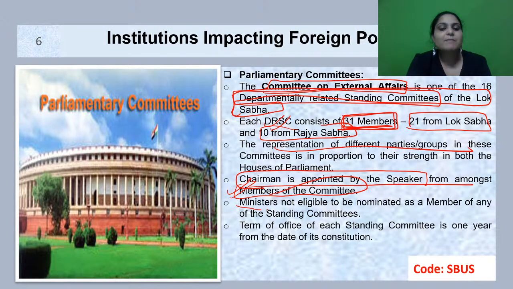The ministers are not eligible to be nominated as either member or the chairman of the standing committees, so as to avoid conflict of interest. All right. The term of office of each standing committee is 1 year from the date of its constitution.